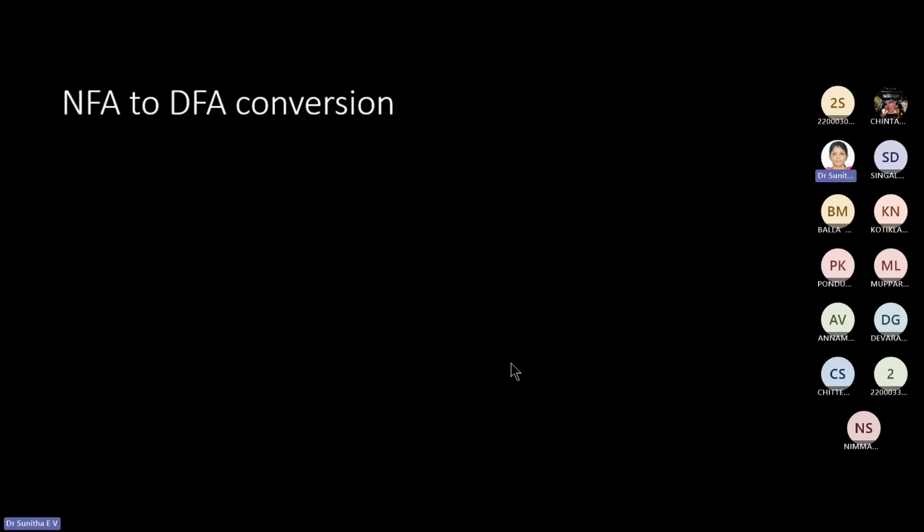Okay, let us continue with our revision class. Yesterday we just took Epsilon NFA, and today we are going to see NFA to DFA conversion. Last week we covered the basics, that is, the basic elements to consider in automata and how to construct a DFA and NFA. That's what we have seen. Now we are going to see how to convert the NFA into DFA. This is also an important question.